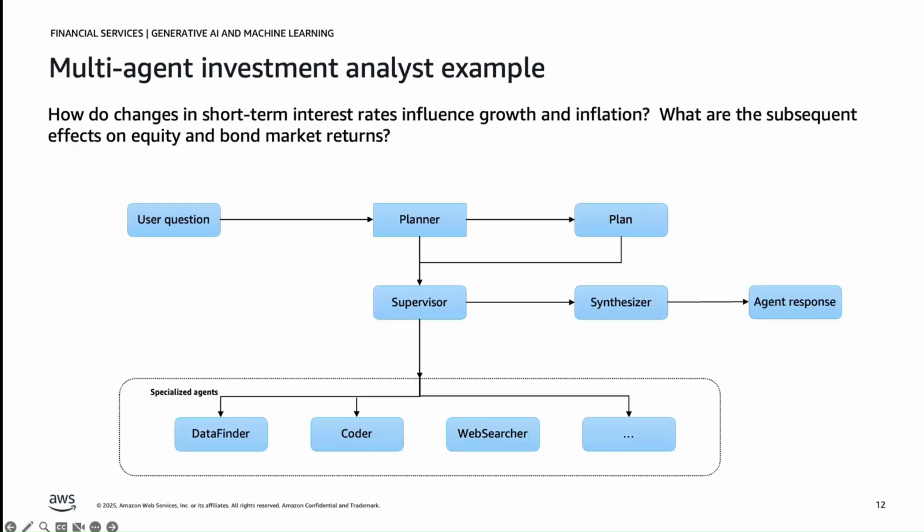Next slide, please. And so I want to dive a little deeper into this use case and just explain how things work under the hood. We've heard of great examples, and I think it helps sometimes to see how things are working and how they built that agent. So here is an example, a sample question. So imagine you're an analyst and you want to know more about how the changes in short interest rates influence economic growth, and also inflation, and also what the impact is on equity and bond market returns. Actually, even if I'm not an analyst, that's something that I would like to know, given how volatile the market has been for the past few years.